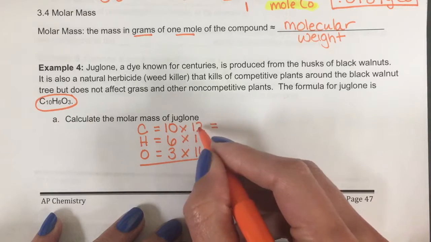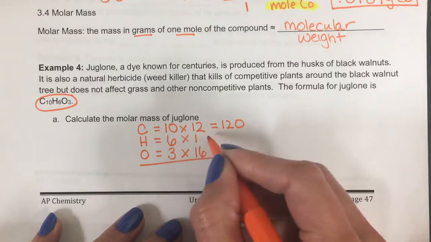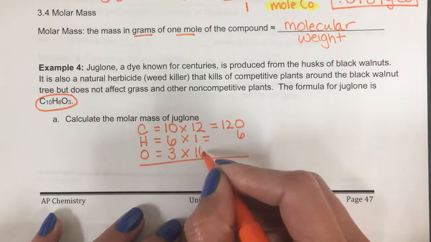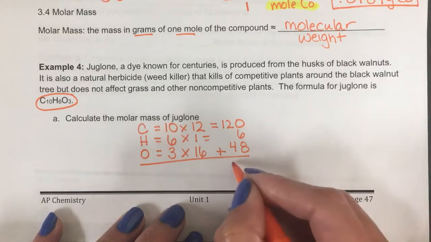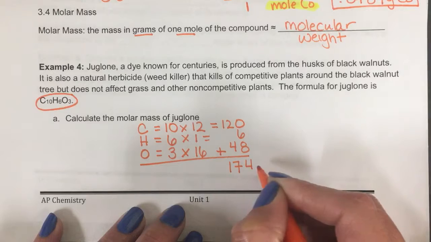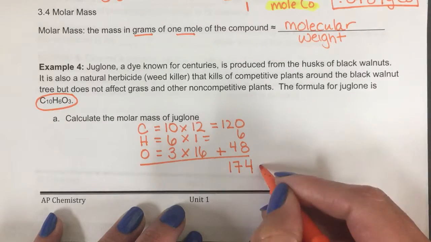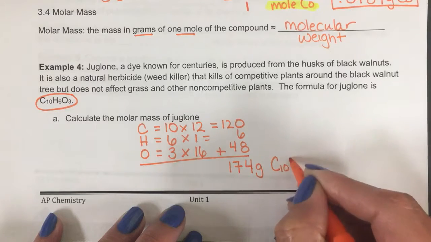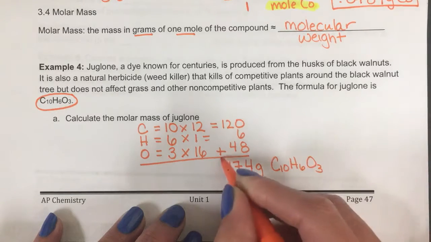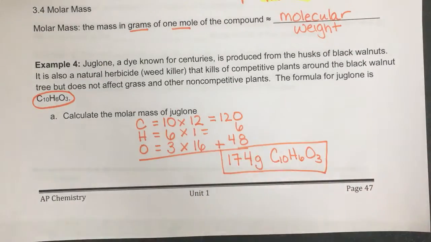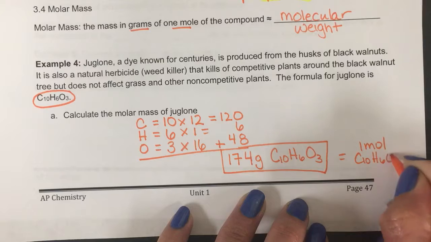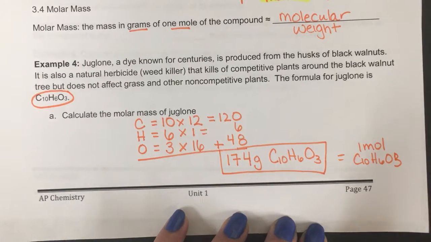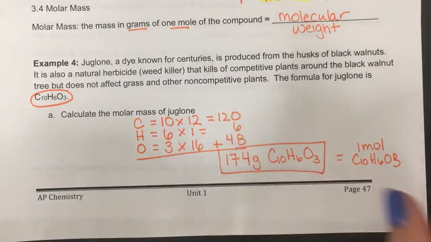10 times 12 is 120. 6 times 1 is 6. 3 times 16 is 48. I'm going to add all of those numbers up, and I get 174. This is the molar mass, so it's grams of C10H6O3. So 174 grams of C10H6O3 is equal to 1 mole of C10H6O3. It's the exact same thing we did with elements, only this time we have a compound.